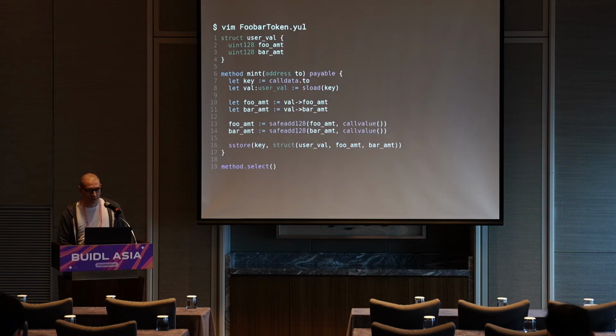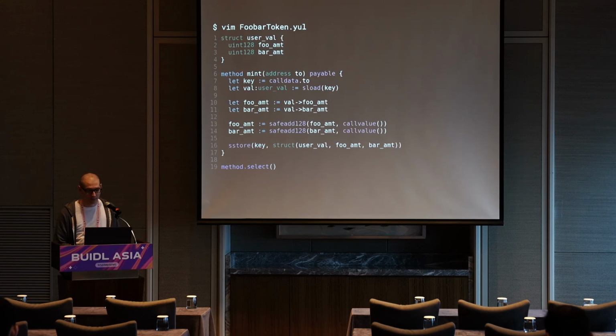I would like to show you an example of a Joule smart contract. What we're basically doing is creating a token called foobar. In order to mint this token, you have to burn some ETH. You send Ether to the mint function, and it will mint two tokens for you, foo and bar. We store that on the user val struct.